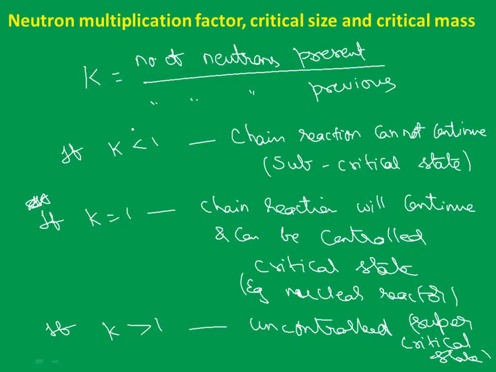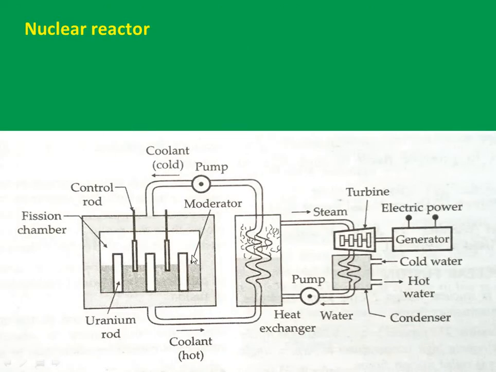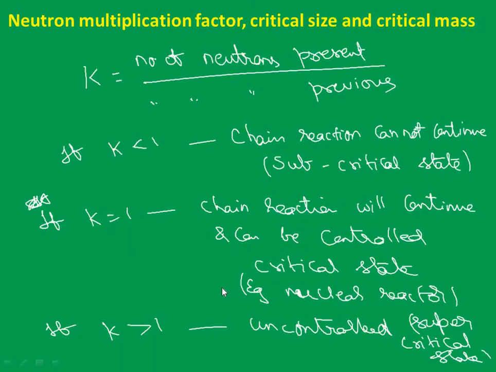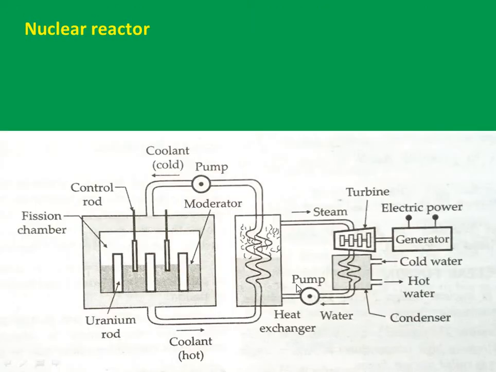Now let's look at the next topic, the nuclear reactor. This is the device in which a nuclear chain reaction is initiated, maintained and controlled. It works on the principle of controlled chain reaction and provides energy at a constant rate. Controlled chain reaction, we have just seen, is when K equals 1, the critical state, so a nuclear reactor will be operated in the critical state.